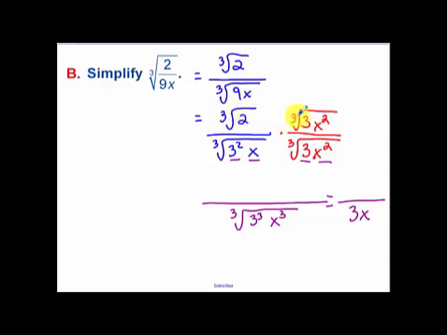Now worrying about the top. Since this root is the same, I can combine the 2 and the 3 to get the cube root of 6x squared. There's no perfect cubes that I can pull out because 6 doesn't really have any powers to it. You can't break down 6 anymore into smaller powers, so we're left with the cube root of 6x squared over 3x. This whole thing here would be our final answer.